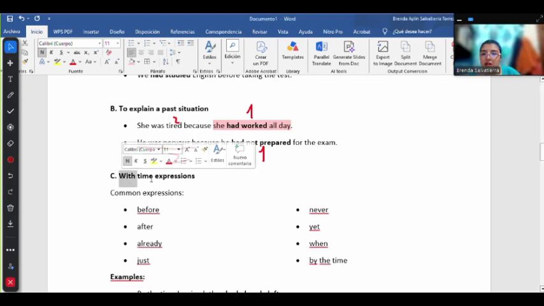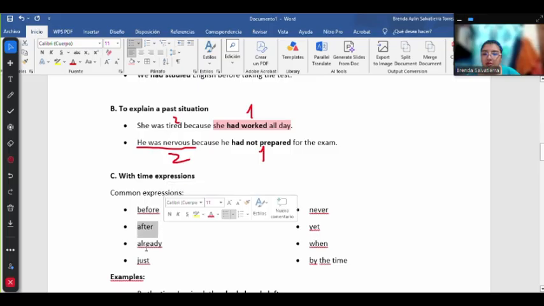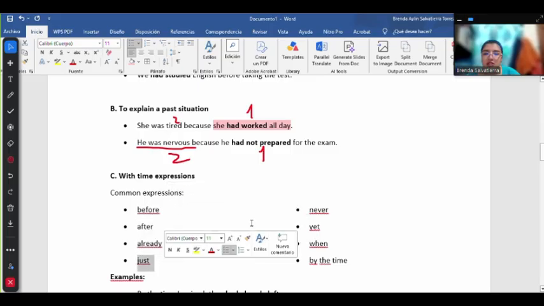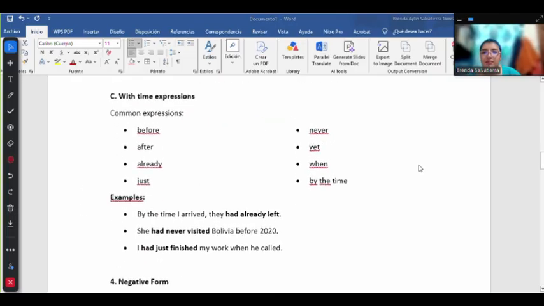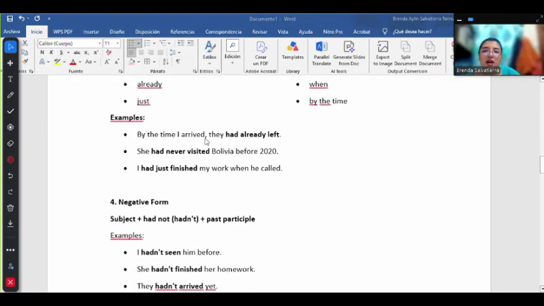Okay, so with time expressions, common expressions are before, after, already, just, never, yet, when, by the time. Okay, examples. By the time I arrived, they had already left. Okay, so first they left, and then I arrived, and by that time, when I arrived, they were no longer there. Okay, so they had already left. They had left.